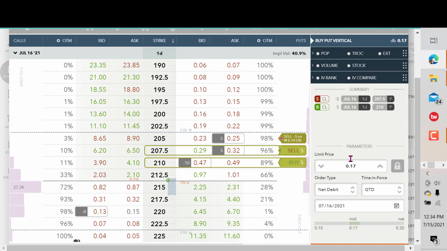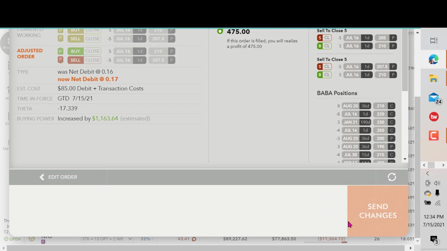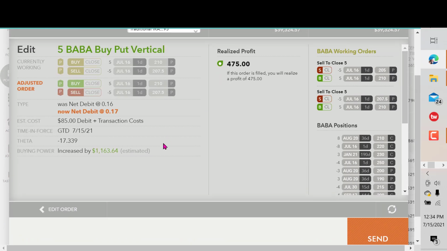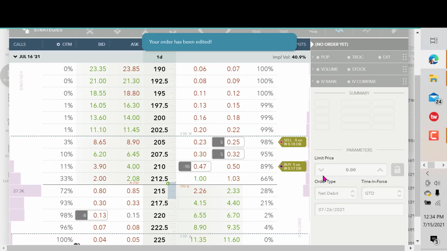Get it up there to let it go and put it up to 17. This is how you go back and forth. You're bidding. I just offered you $5 more. Will you take it now? Because there's 5 contracts and I bumped it up a penny, and a penny times 100, I just offered you $5 more. Would you go ahead and take it?